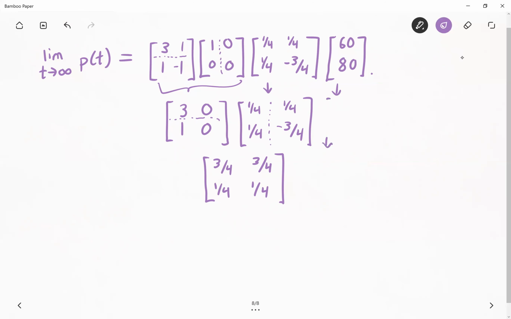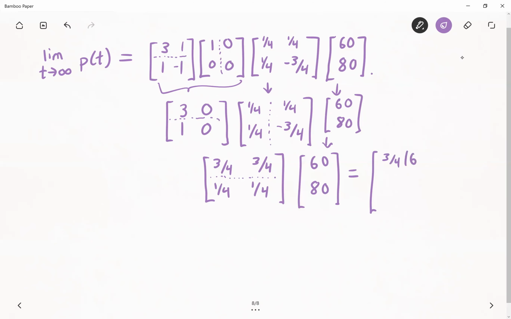And again, bringing down that vector for the initial population, 60 and 80. Finally, let's multiply together these two values. So 3/4 times 60 plus 3/4 times 80. The bottom is 1/4 times 60 plus 1/4 times 80.